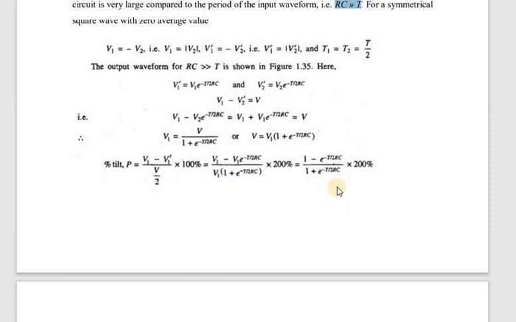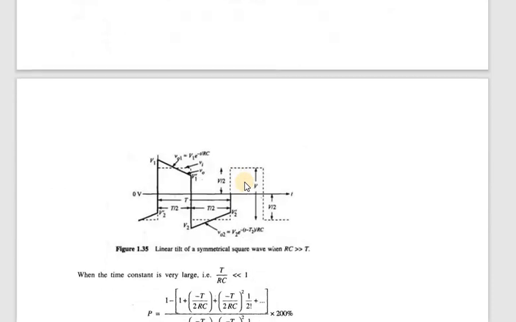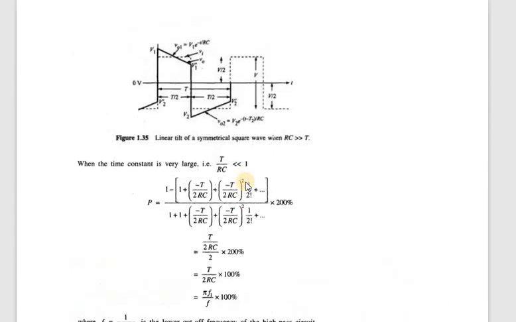Overall it can be written as P = [V1 - V1 e^(-T/2RC)] / [V1(1 + e^(-T/2RC))] × 200, because I am cross multiplying these two. This is how you have to multiply and get the output. This is the percentage of tilt from the output waveform V0₁(t) and V0₂. That's the reason we have taken T/2 for this time period. Now we are considering a linear tilt of a symmetrical waveform where RC is greater than T, and this is V/2, half of your amplitude voltage.